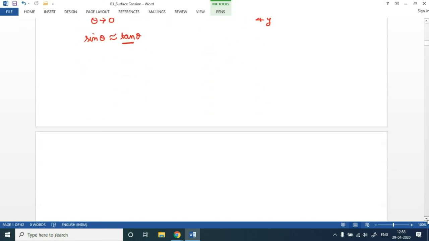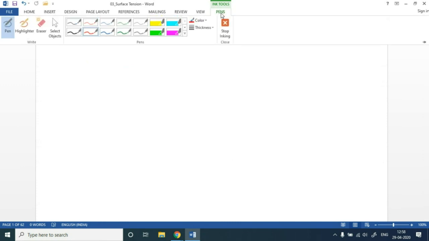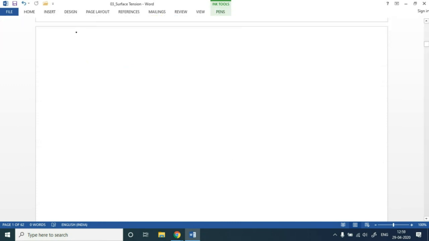Now let's take another example very, very quickly. That example once appeared in IIT JEE 2003. It is a very, very interesting problem. Let's say we have a pipe.